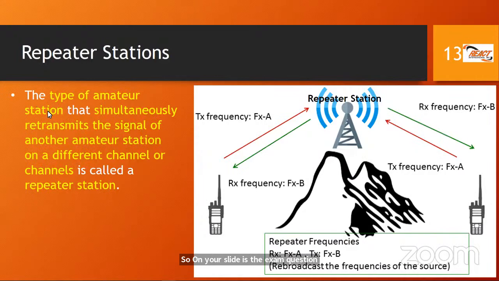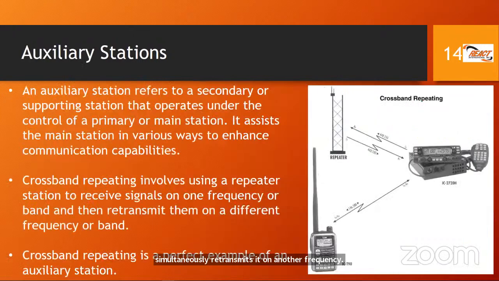So on your slide is the exam question that you will get. The type of amateur station that simultaneously retransmits the signal of another amateur station on a different channel or channels is called a repeater station. And this definition we need to learn for the exam. This should not be strange to us. We've been talking about this quite a bit throughout the course. And again, here is your diagram to remind you of what a repeater station is. It takes the signal from one frequency and simultaneously retransmits it on another frequency.